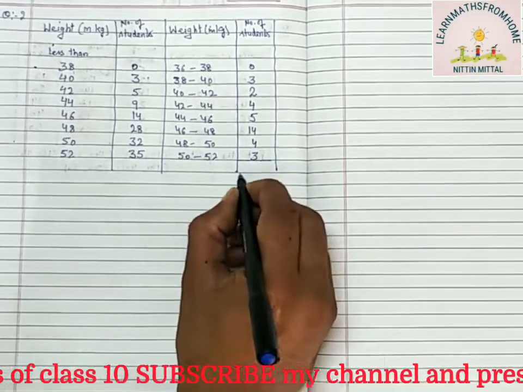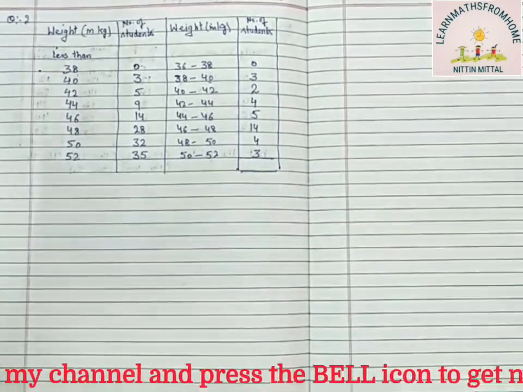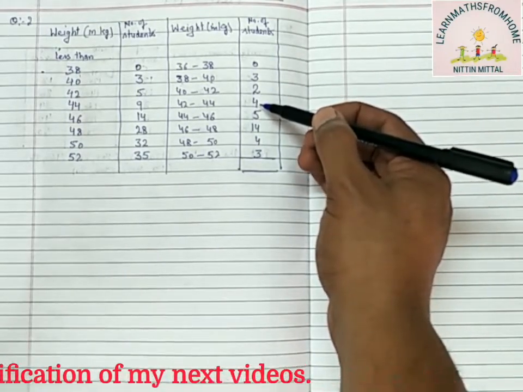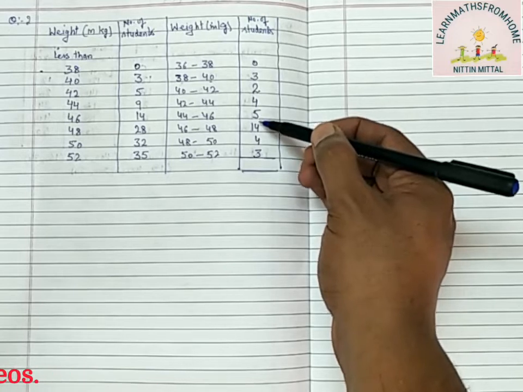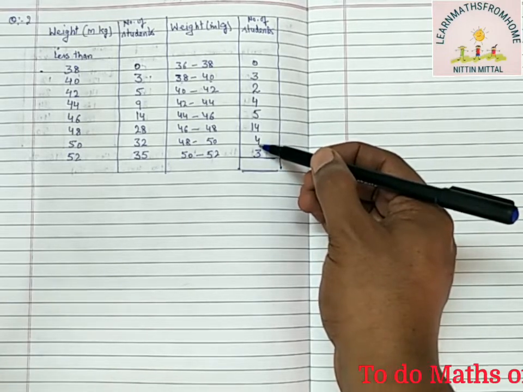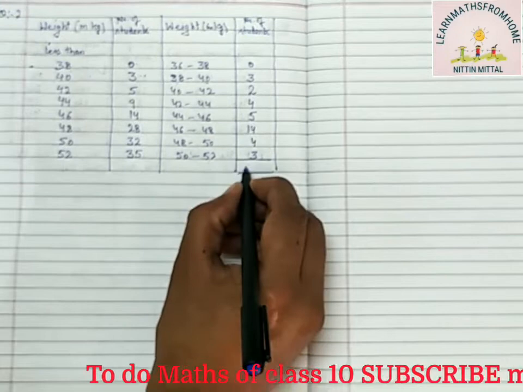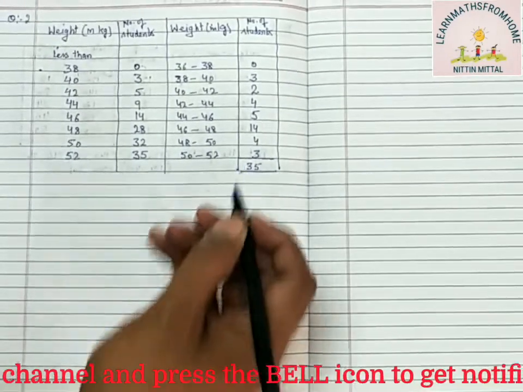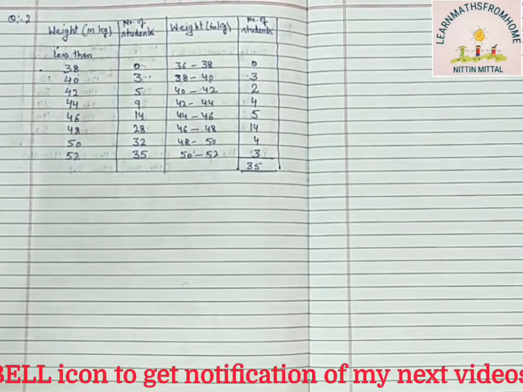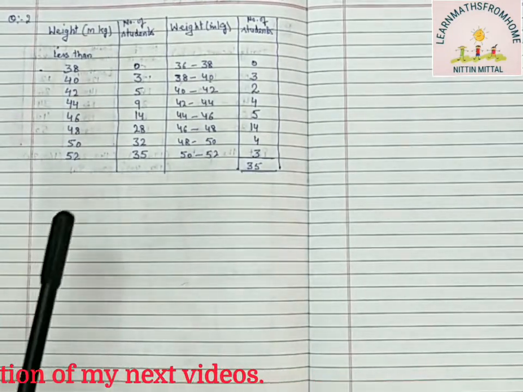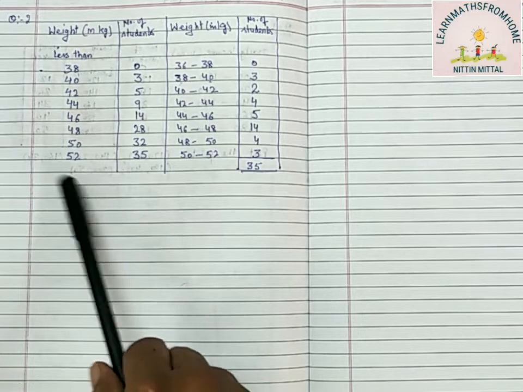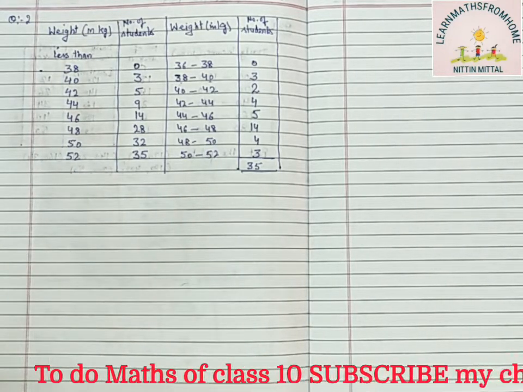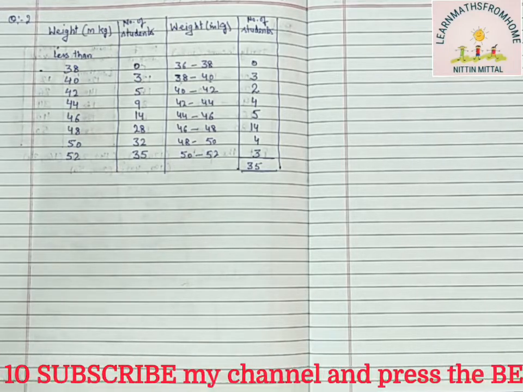Now we have to add to check our answer. So 3 plus 2, 5, 5 plus 4, 9, 9 and 5, 14, 14 and 14, 28, 28 and 4, 32, 32 and 3, 35. So the sum is coming 35, which is the last cumulative frequency. It means we have done it correctly. So we have converted the less than type distribution table into a continuous frequency distribution table. Now we can apply the formula.